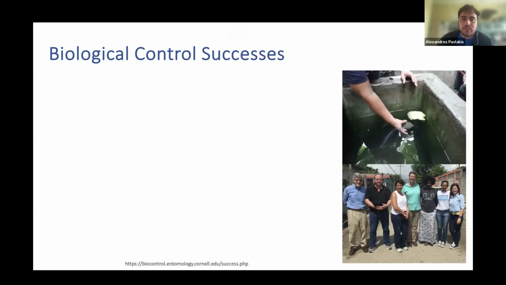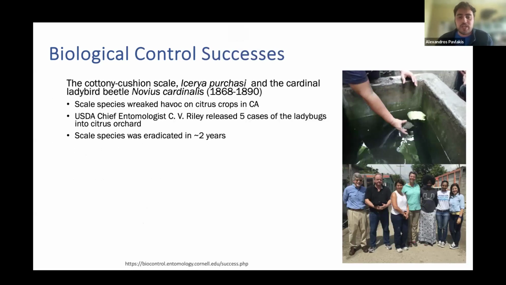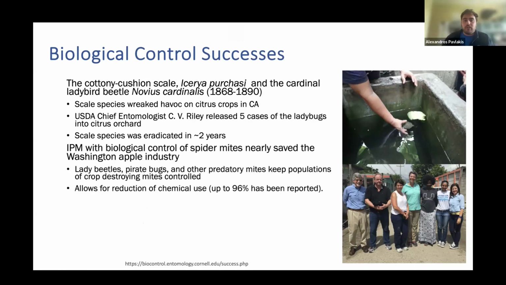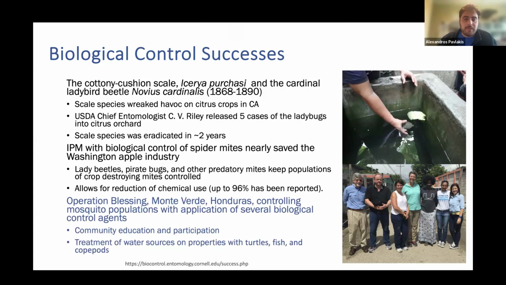I have a few examples of successes here, and there's a link on the bottom where you can check out many more successes of biological controls. For example, there's the use of the cardinal ladybird beetle, Novius cardinalis, to control these scale species that wreak havoc on citrus crops in California. They were able to eradicate these scale species within around 2 years. Another good example is utilizing these to control spider mites. They were able to reduce the chemical use up to 96%, which is really great. We want to make sure that we're reducing our reliance on chemical controls.